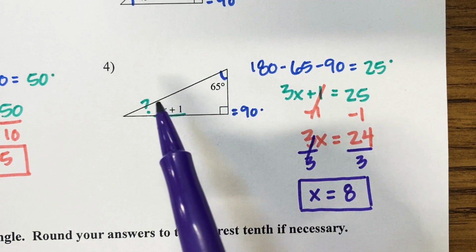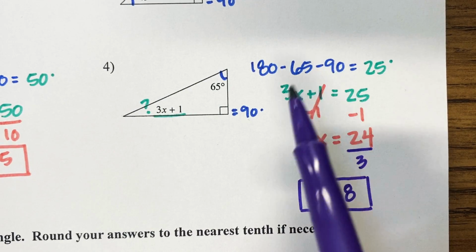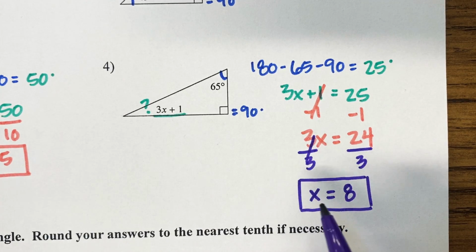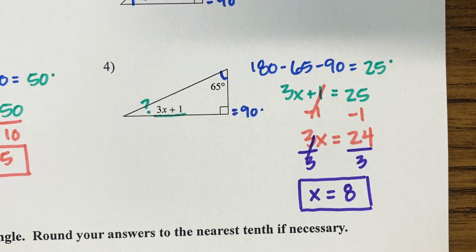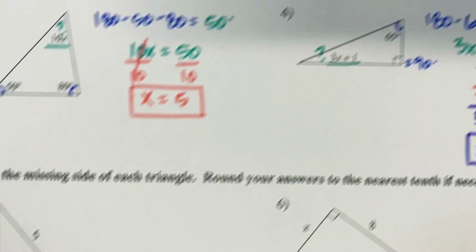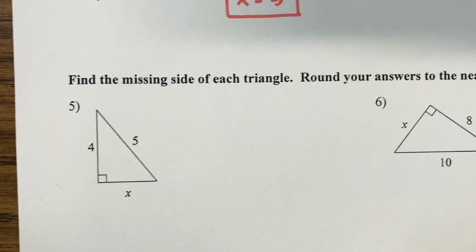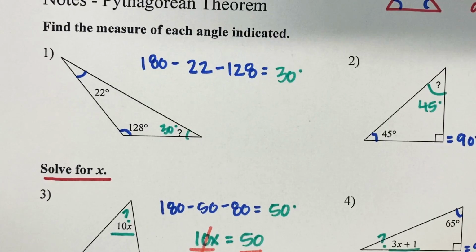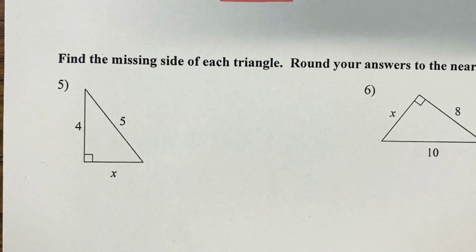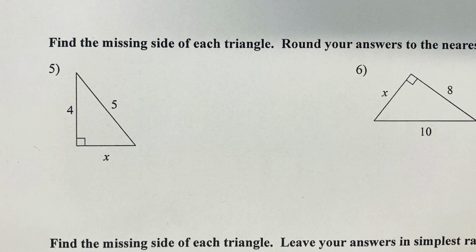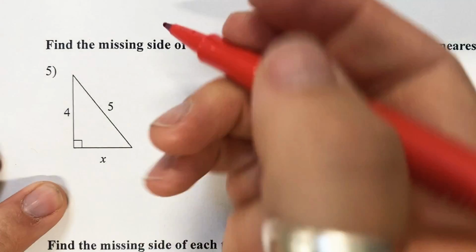So we had to find the missing angle in order to set it equal to that equation and solve for x. Now we're finding missing angles in 1 through 4. In numbers 5 through 8, we are finding missing sides.